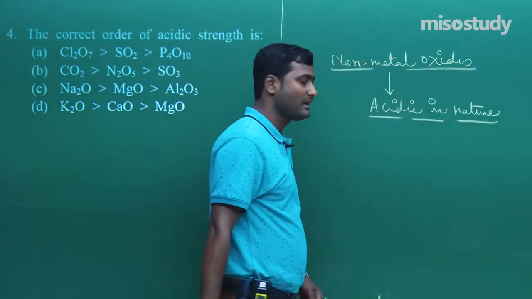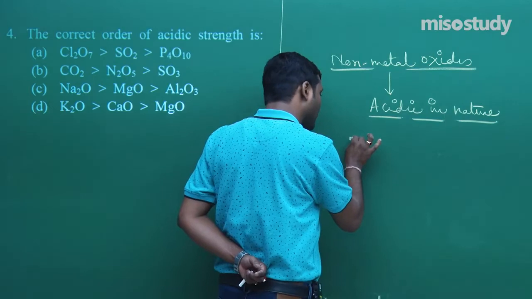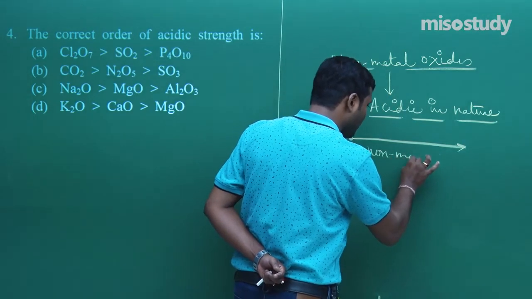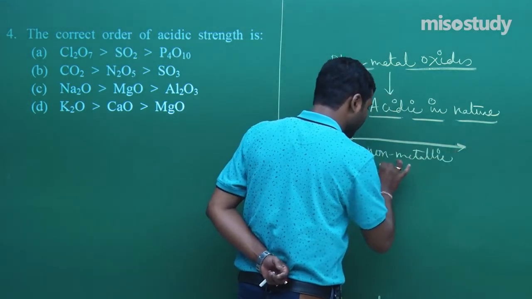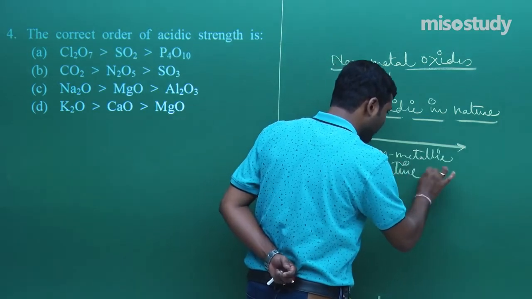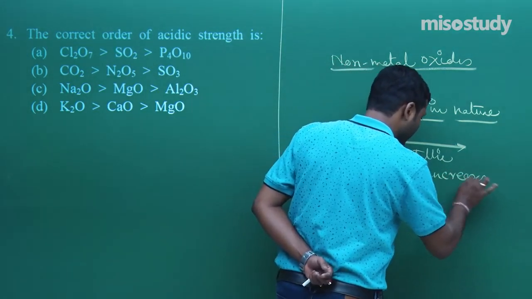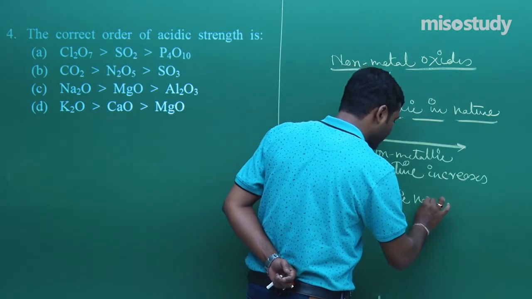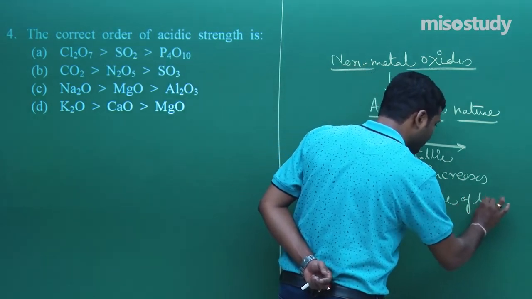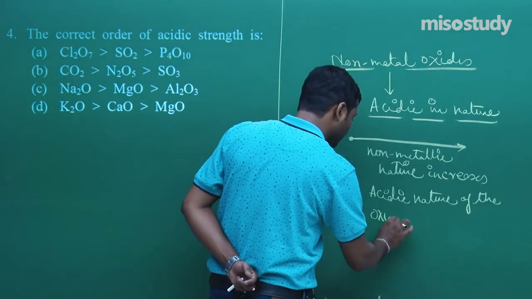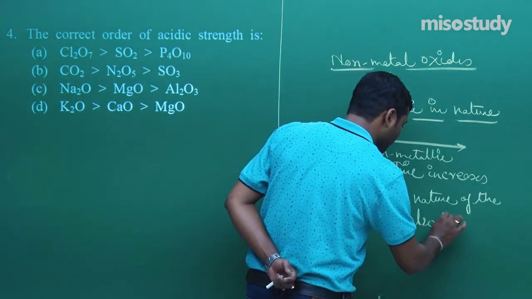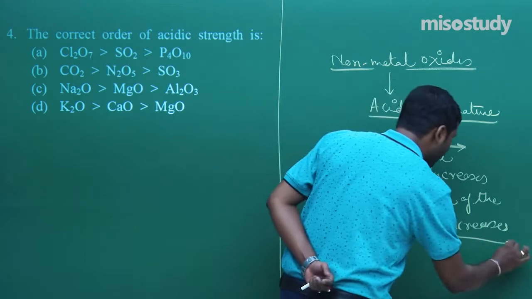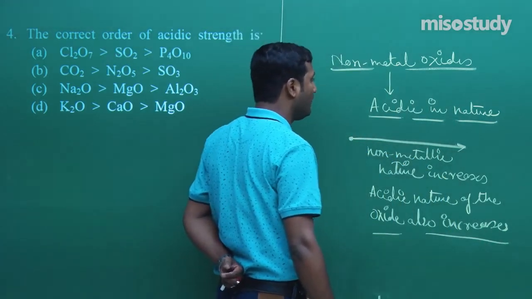Now the question arises: when we move along the period from left to right, as we all know, non-metallic nature increases. Due to this reason, we can say the acidic nature of the oxide also increases. What I am telling, the acidic nature of the oxide also increases.